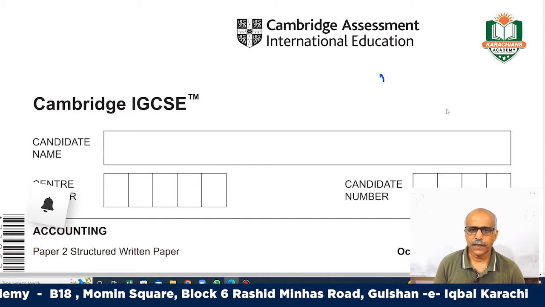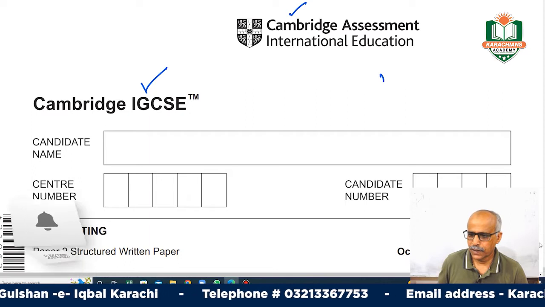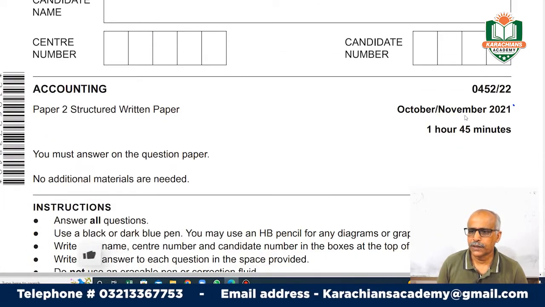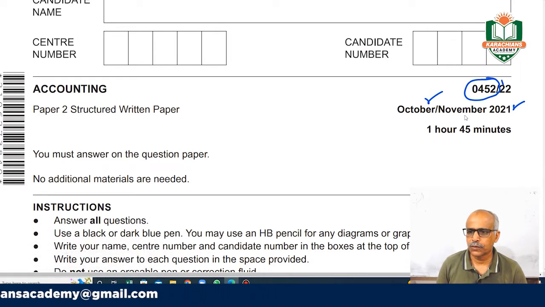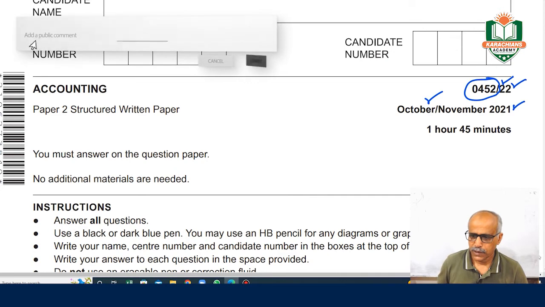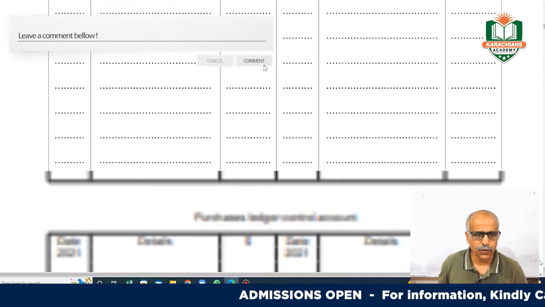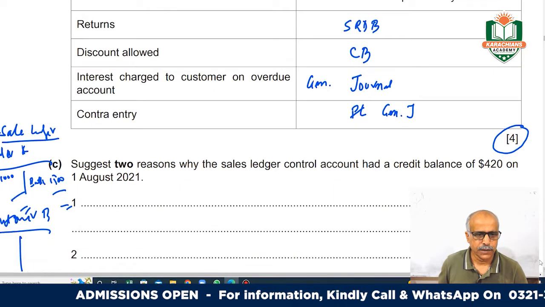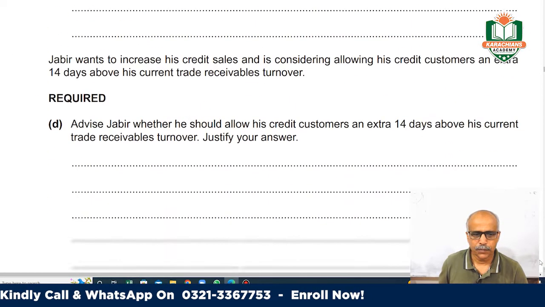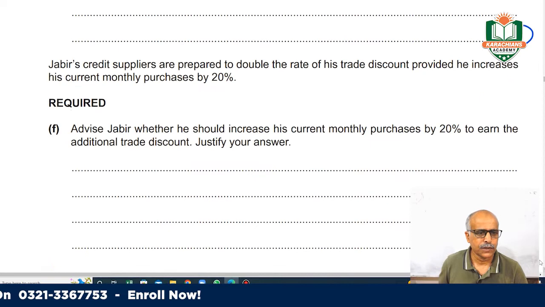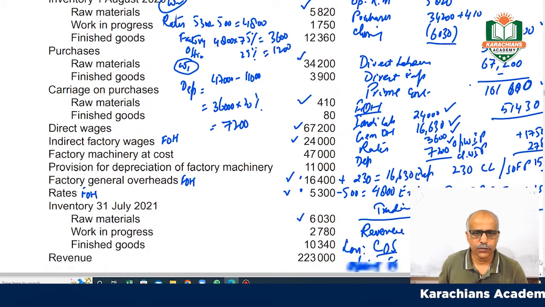In our last lecture we were doing a CIE IGCSE past paper, the October/November 2021 paper, paper 0452, paper 2, variant 2. Last time we were on question 4 and we did part A of question 4. So today we will be doing parts B and C of the same question. Let's move on to question 4.